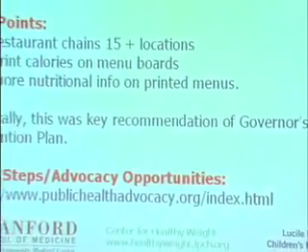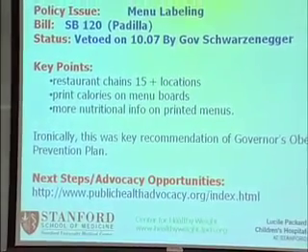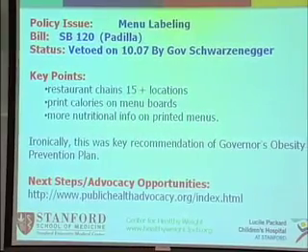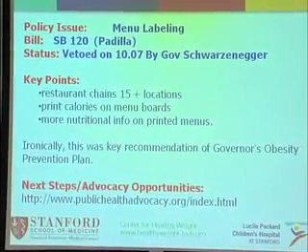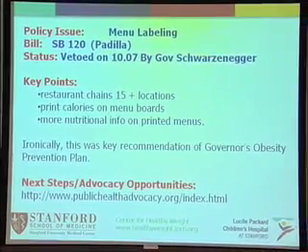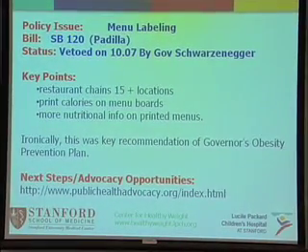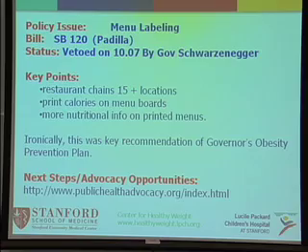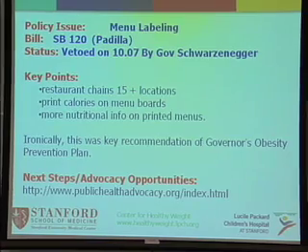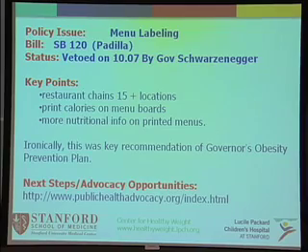The key points are that restaurant chains that have 15 plus locations in the state have to print calories on their menu board. So anything that's up when you walk in, that's called a menu board. And then more nutritional information has to be printed on the menu, such as fat content, salt, and other issues. Ironically, this was a key recommendation of the governor's own obesity prevention plan, which he vetoed. And the next step is actually, as of 11 o'clock this morning, Senator Padilla, Migden, and one other senator announced that they are reintroducing this measure, and hopefully, with public pressure and education, we can commit Governor Schwarzenegger to sign on.